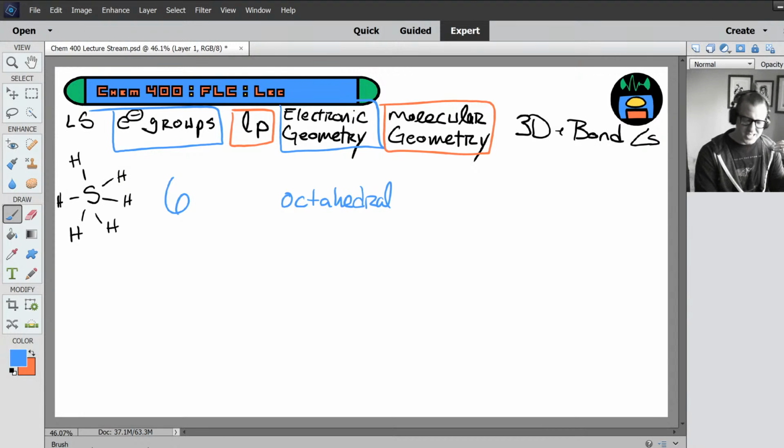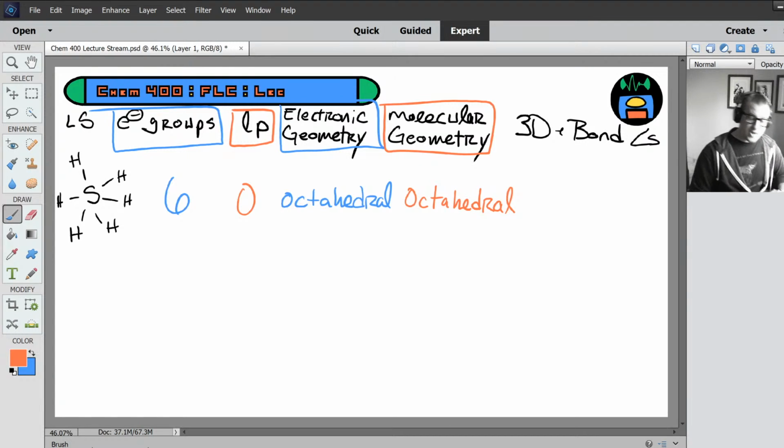Now that might be weird. You might be like, wait a minute, isn't octa 8? Well, the reason why 6 electron groups is octahedral is that an octahedron, which is a geometric solid with 8 sides, has 6 vertices to it. And so that's the reason why 6 electron groups is octahedral. It's because there are 6 vertices in an octahedron. Here we have 0 lone pairs, and we know that whenever we have 0 lone pairs, our molecular geometry is equal to our electronic geometry.